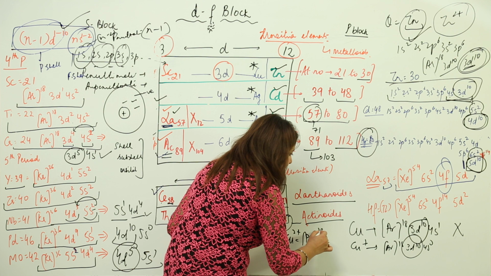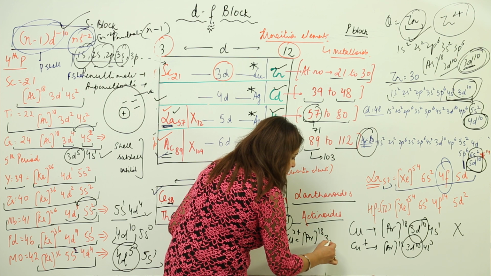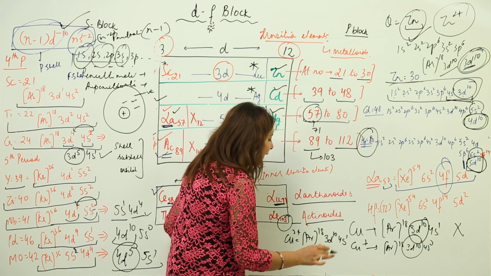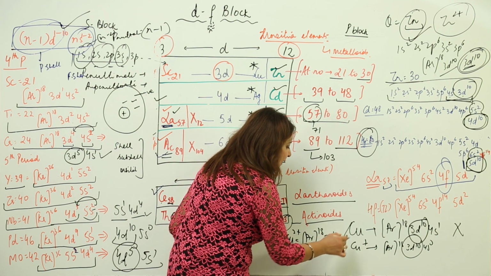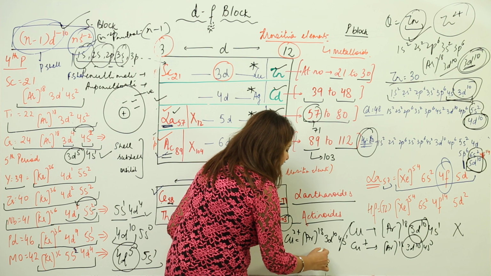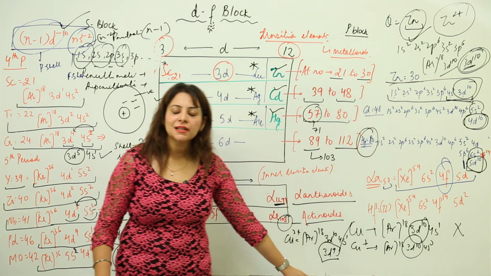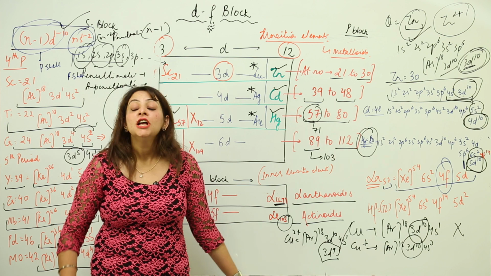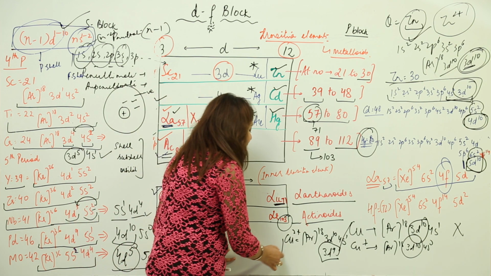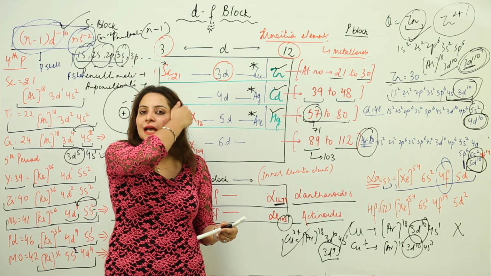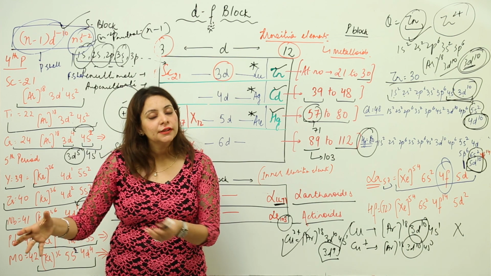It is argon 18, 3d10, 4s1. It was the ground state. Now, I need to remove 2 electrons. So, one I will be taking off from here and one from this case. So, that means I am left with 3d9. So, here we can see that it has an incompletely filled d orbital. So, that is the reason that copper is regarded as a d block element.